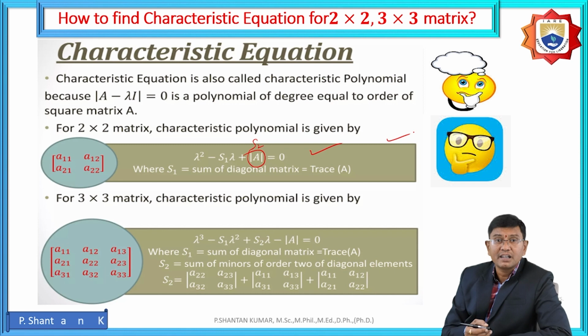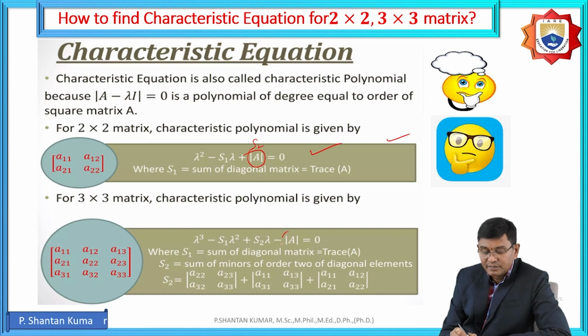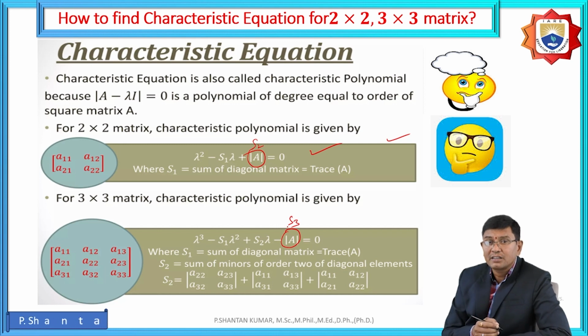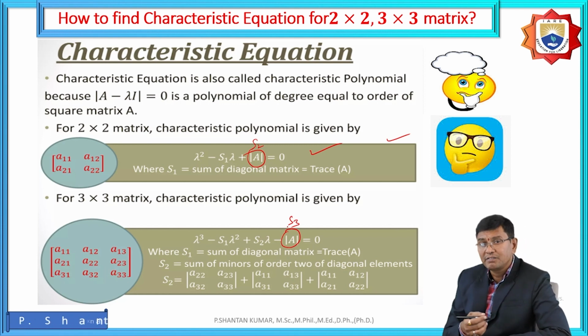For a 3 by 3 matrix, the polynomial is lambda cube minus s1 lambda square plus s2 lambda minus s3 equal to 0. Here s1 is the trace of the matrix, s2 is the sum of the cofactors of the diagonal elements, and s3 is the determinant of the given matrix. By equating the determinant of A minus lambda I to 0, we obtain this equation, and the calculation is easy with this clear formula.